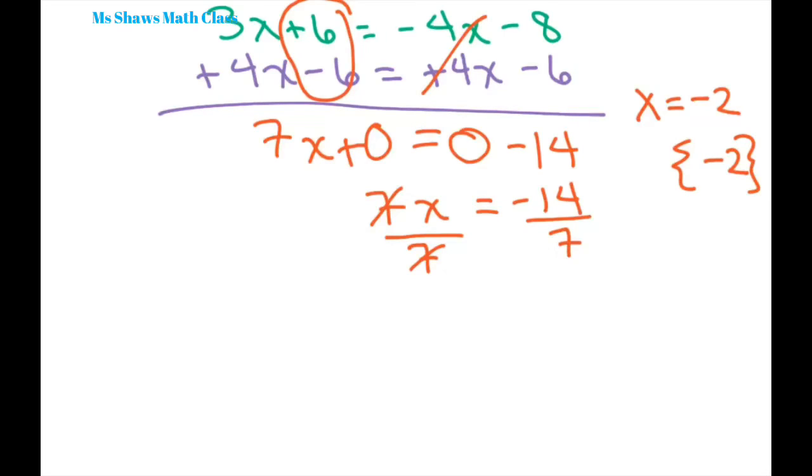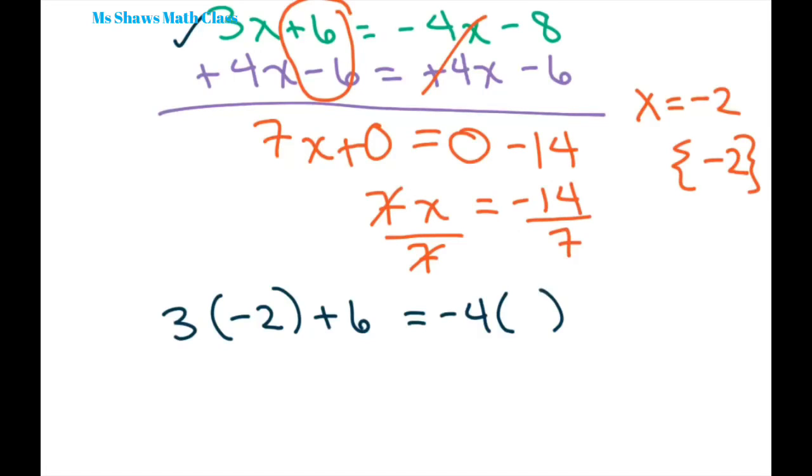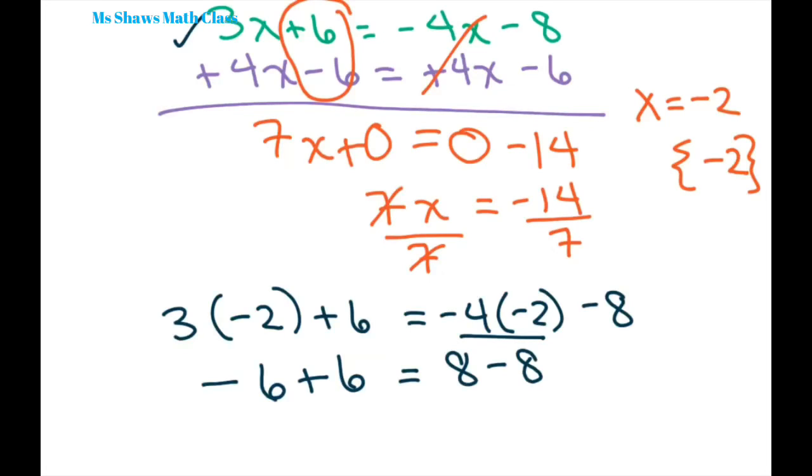So let's check our solution. Go back to your original, and everywhere there's an x, plug in negative 2. I just put parentheses where the negative 2 goes, and use the substitution property of equality. So you get negative 6 plus 6 equals, this is 8, 8 minus 8. So you get 0 equals 0, which checks out. And therefore, this negative 2 is our solution set.